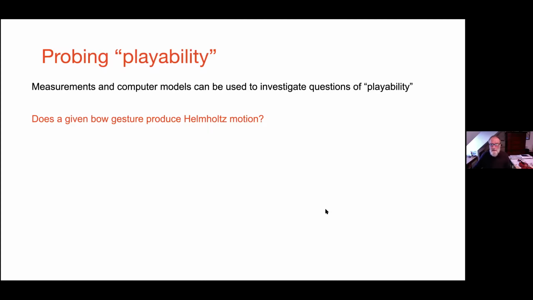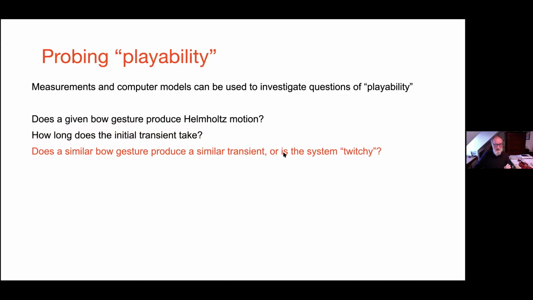Now, I'll show some examples, either measurements or computer models of bowing, to investigate, at least in principle, things relating to playability. What do people mean when they say, this one's harder to play, this one's easy to play? One thing they might mean relates to this series of questions. So the player does a certain thing with their bow. So you do a particular bow gesture. First question, does it produce Helmholtz motion at all? If not, you're a beginner and you know you need to keep on learning how to do it. If it does, how long was the transient? Remember that Goettler and Askenfeld stuff. How long was the transient?